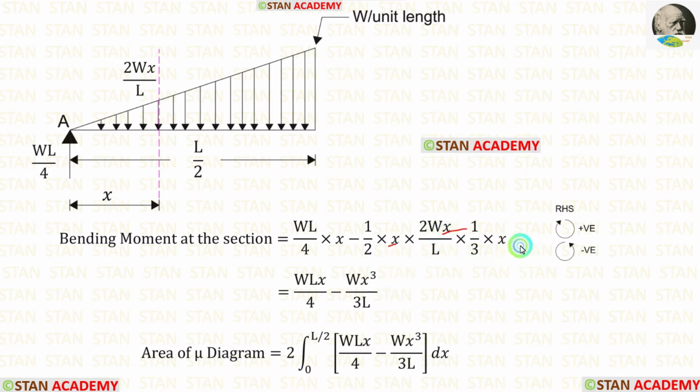X into x, we will get x cube. We can eliminate this 2 and this 2. After simplifying, we will get this. We have to integrate this bending moment. The limits for the integration are 0 to L upon 2. We know that we have to multiply the integration with 2.